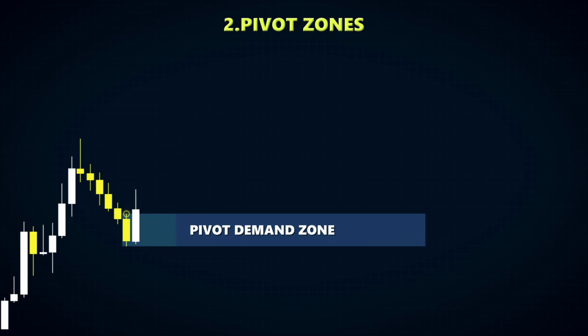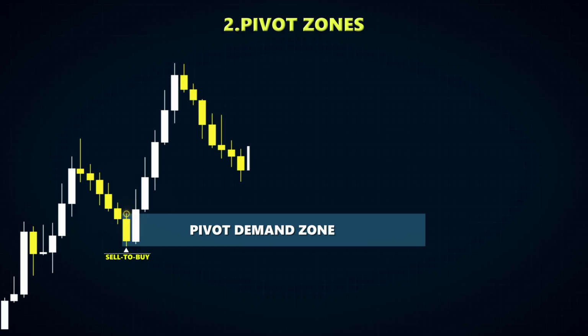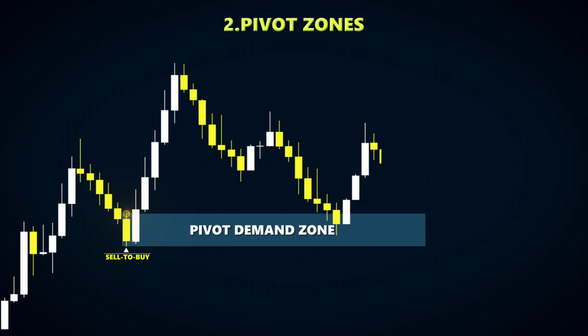To mark this zone, draw a box from the high to the low of the red candle. This red candle is where buyers took control. We can call this a sell-to-buy setup. It happens when a red candle is followed by a strong green candle that closes above the high of the red one, signaling that buyers have overpowered the sellers.